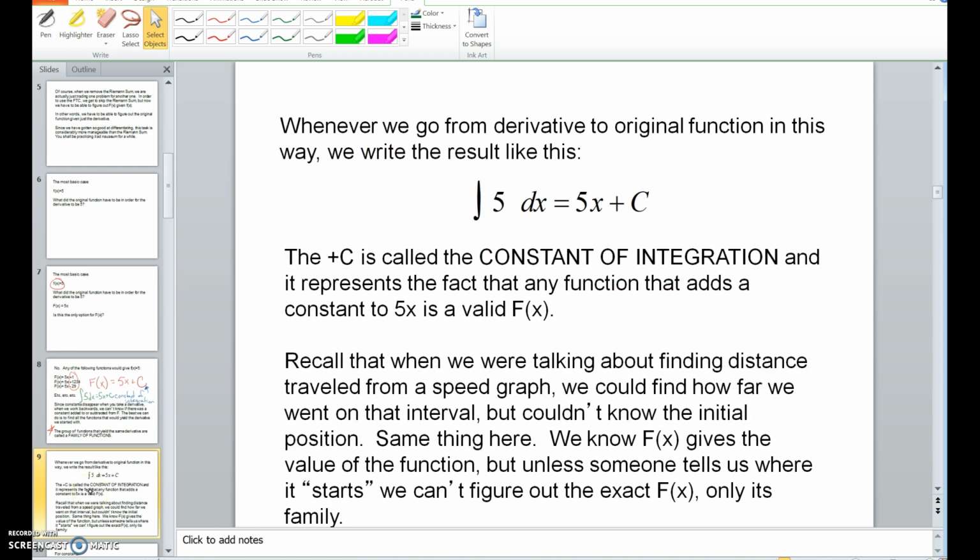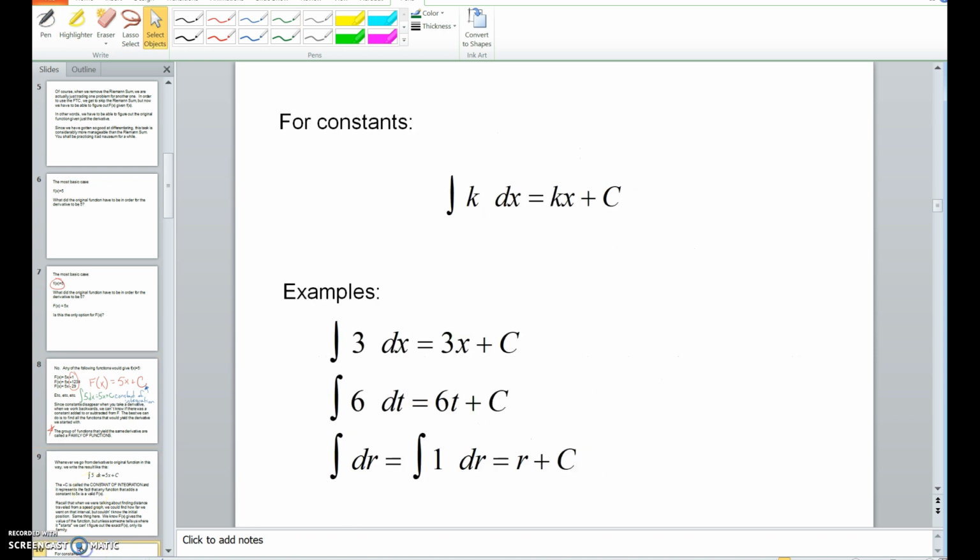Okay, so let's look at a slightly more complicated example. So let's say we have a constant. There are some examples down here. The general rule is that if you're integrating a constant, you just slap the variable on it and add a constant of integration.